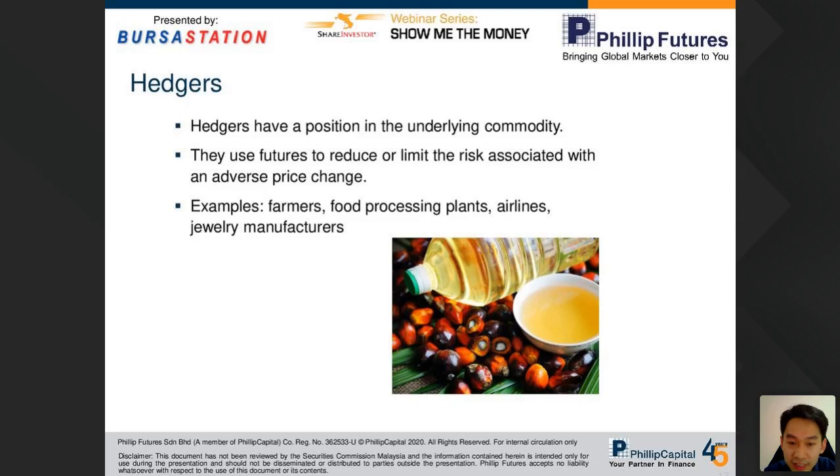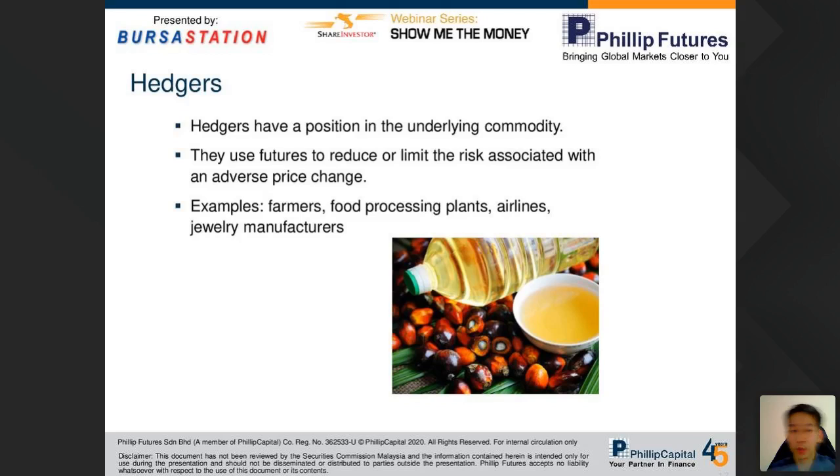In this case, I can see on the picture is crude palm oil. So hedgers for crude palm oil are mainly producers or consumers of crude palm oil, meaning they use crude palm oil to produce something, so they are the consumer. Why do they need to trade futures contracts? They trade futures contracts to reduce or limit the risk associated with adverse price change. One example is, let's say I'm a palm oil producer.